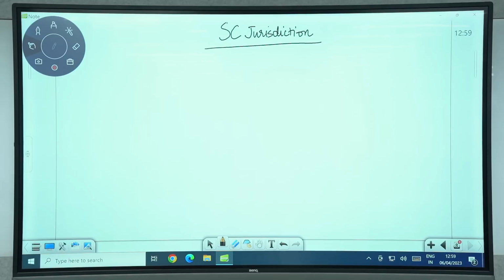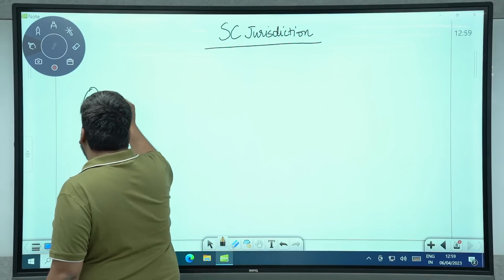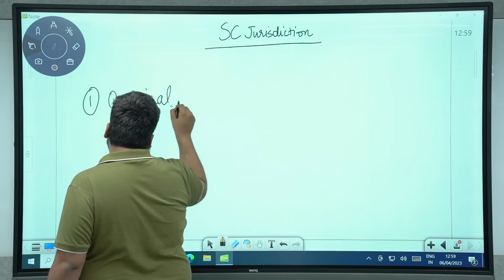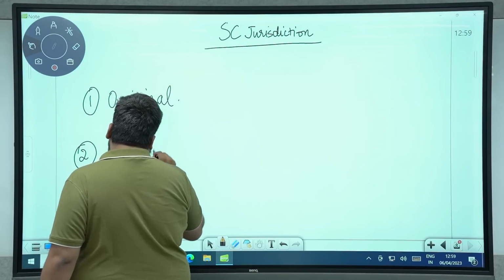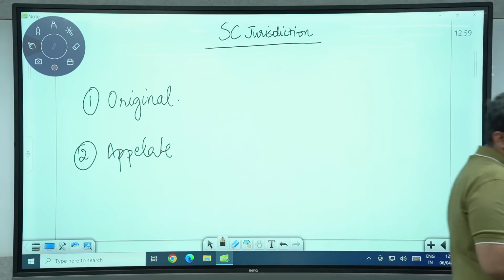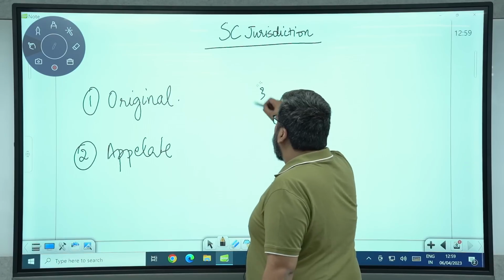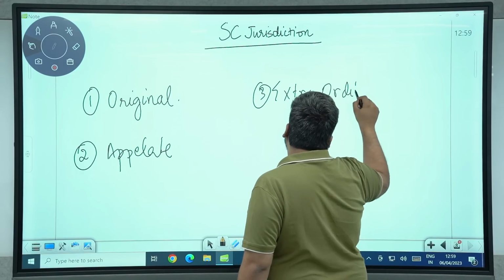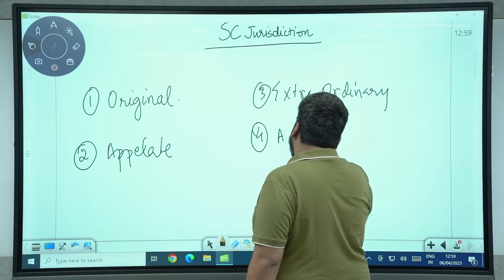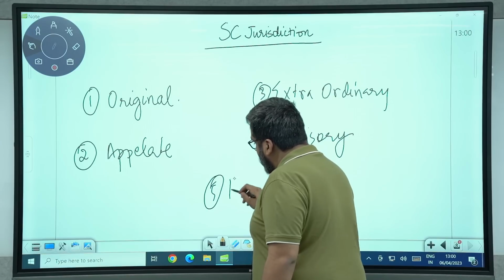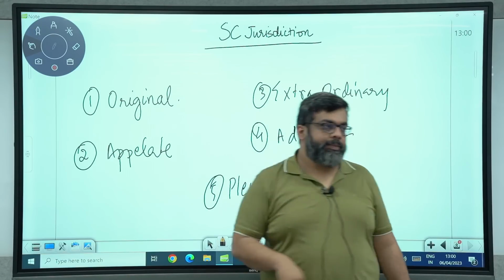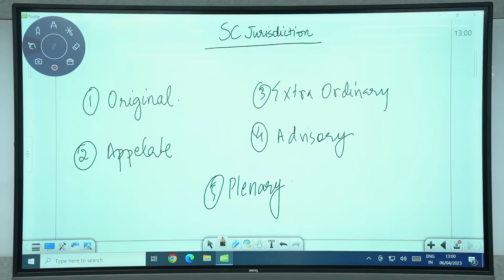First, original jurisdiction. First is original, then is appellate. The two most important ones are original and appellate; then extraordinary, advisory, and plenary. Original, appellate, extraordinary, advisory, and plenary. We need one line on what each of these means.